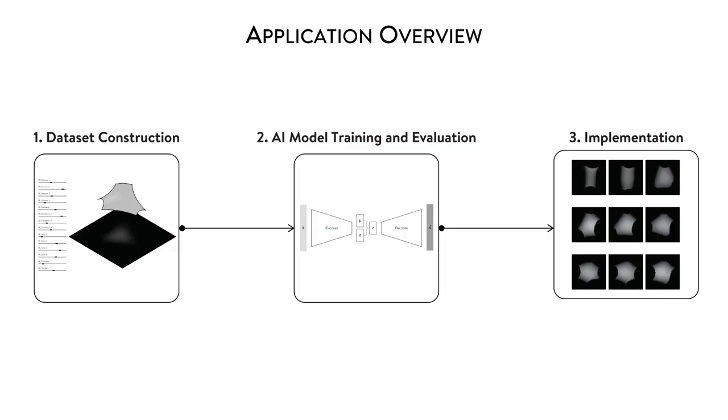This slide shows the flowchart of this application, which is structured in three separate stages. First, a dataset is artificially constructed by means of a parametric model. Second, the variational autoencoder is trained using such dataset, and evaluation is done by analyzing the quality of reconstructed data samples and characteristics of the learned design space. Last, I show you the implementation, which consists in using the trained model to generate new structural designs.